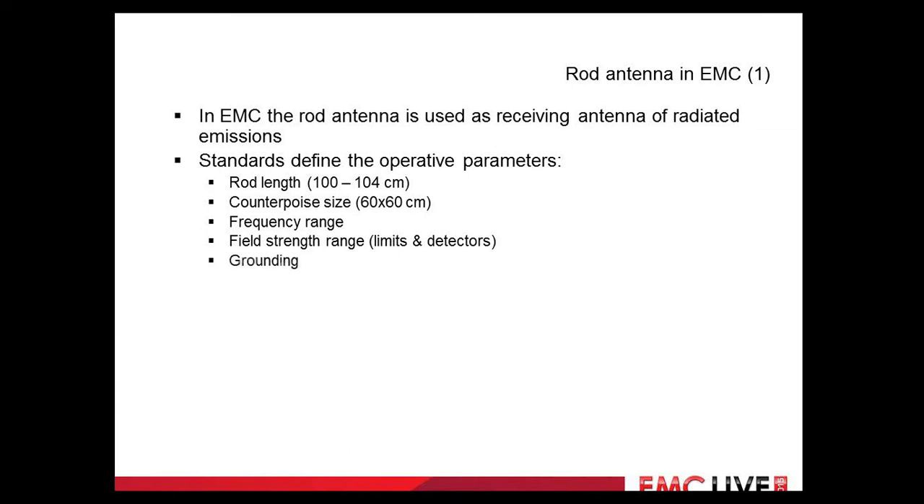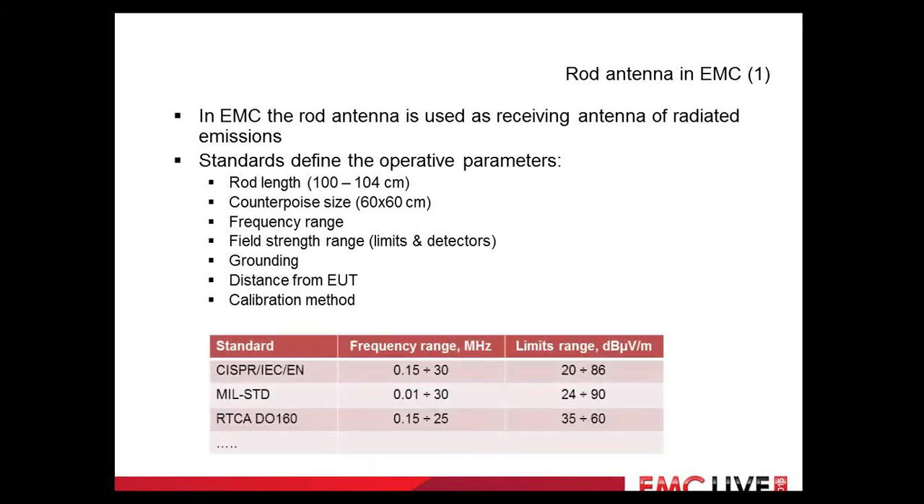Also, the standards define the grounding method and the distance of the antenna from the equipment under test. Last but not least, the standard also defines a common calibration method in order to assure the results will be the same. This table shows just some examples of different standards with the different frequency ranges and different limits allowed for the emissions in those frequency ranges.